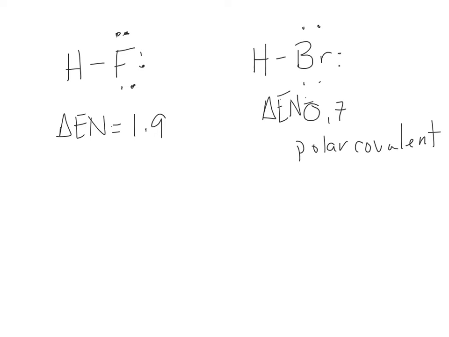Hydrogen, metal or non-metal? Non-metal. So this is covalent. It has ionic characteristics. It's extremely polar. So this is a very polar covalent bond. You've got to look at the atoms involved to know whether or not it's ionic or covalent. If you don't have a metal, it's not ionic.